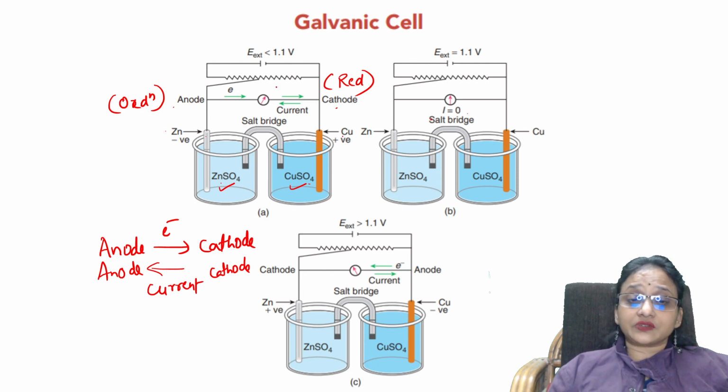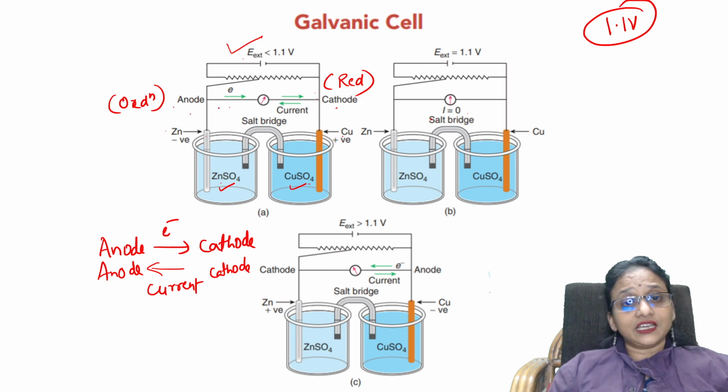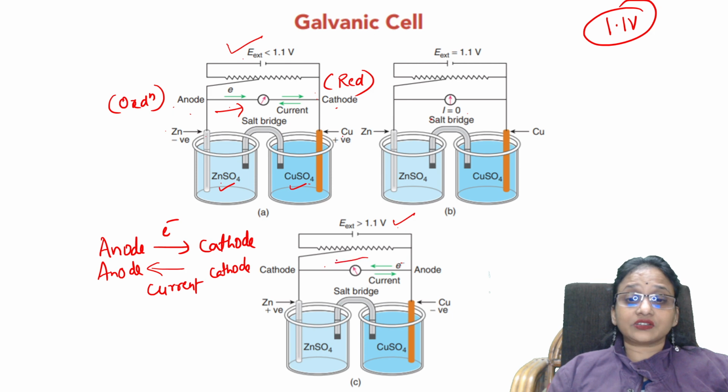Remember, if the external voltage you're supplying is less than 1.1 volts, because the cell potential for the Daniell cell is 1.1 volts, then what happens? The electrons will flow from anode to cathode. Got it, students? They'll flow from anode to cathode in this direction. Suppose if the external electrode potential value is more than 1.1 volt, what will happen? Then the electrons will start flowing in the opposite direction. Yes, students? Suppose if the external circuit is equal to 1.1, the whole reaction comes to a stop.